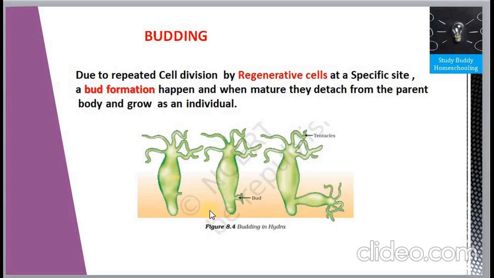Here also there is no involvement of sex cells. There are special cells called regenerative cells. They are very much somatic cells without involvement of any gametes.